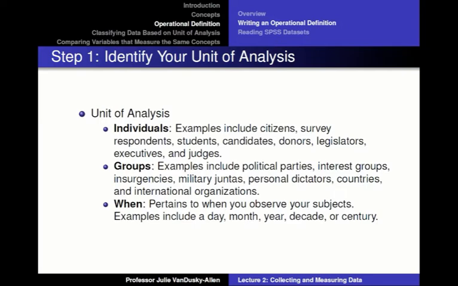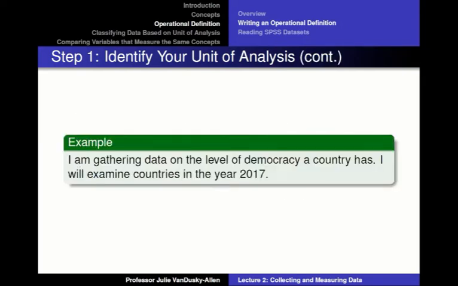The when of a unit of analysis tells us when the individuals or groups existed in time. It could be in days, months, years, or even centuries. Using our democracy variable as an example, our unit of analysis is countries in the year 2017.